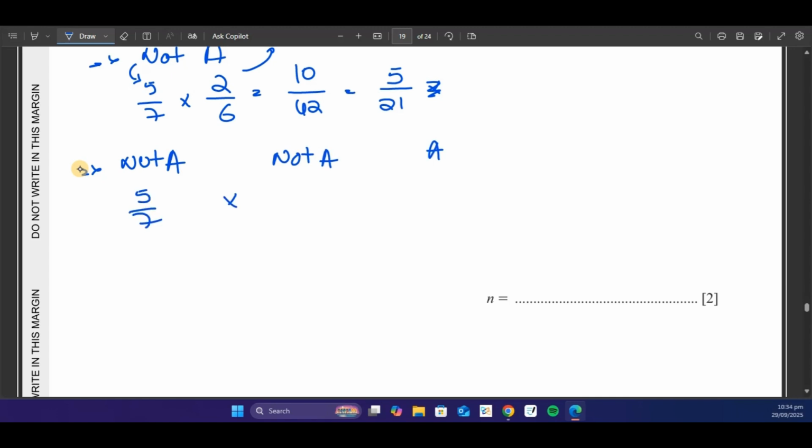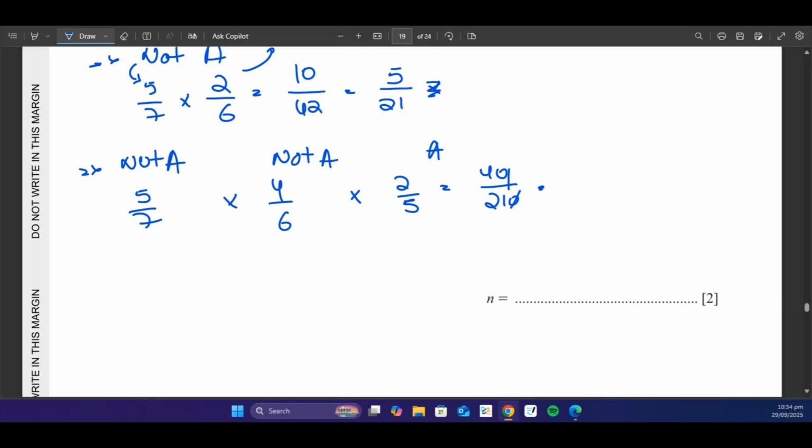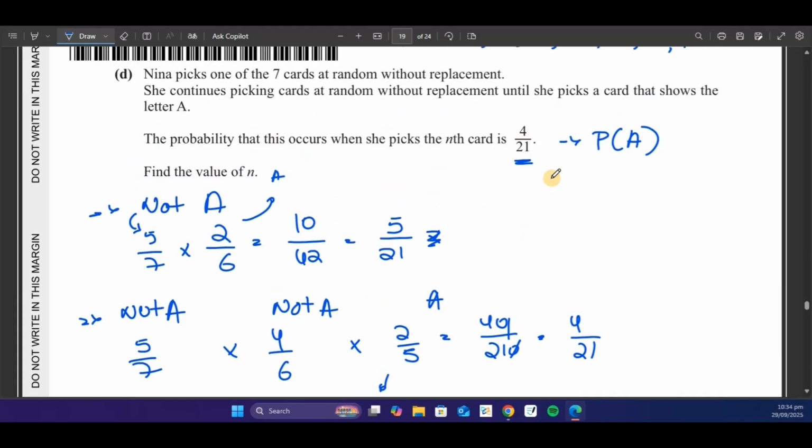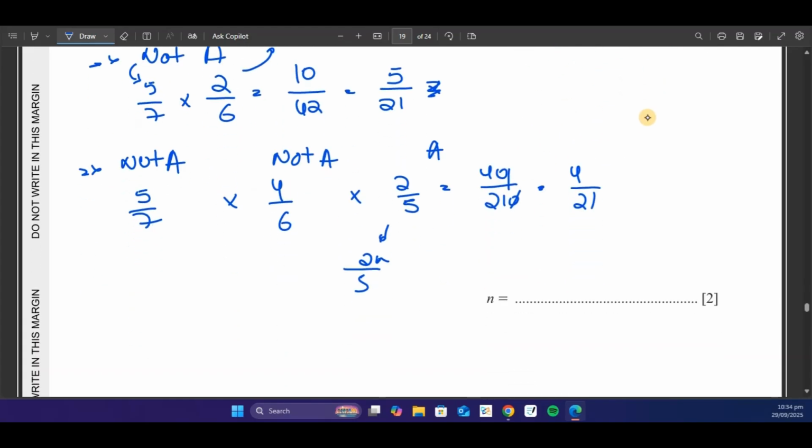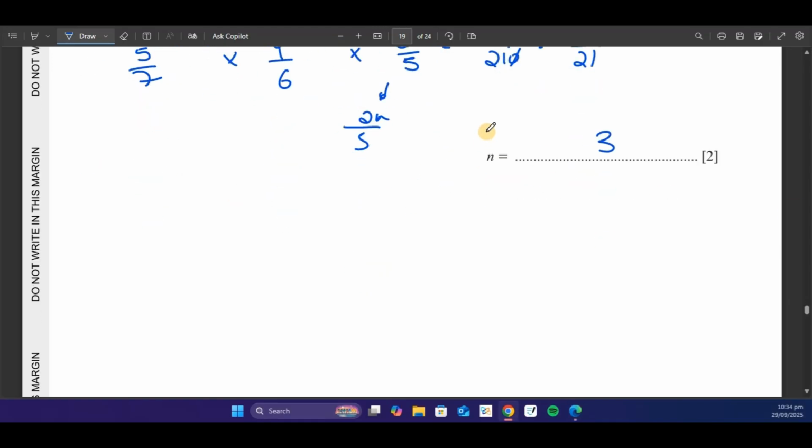So 5 over 7 into 4 over 6 into 2 over 5 is equal to 40 over 210, which simply gives us 4 over 21. So that is our third pick. This is our second pick, and this 2 over 5 is the third pick. Make sense? So n is 3. When we get 3, we get the probability 4 over 21. We were just doing trial and error. So n is 3. We got it on the third pick.